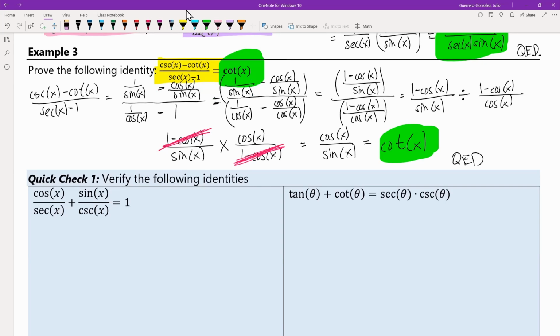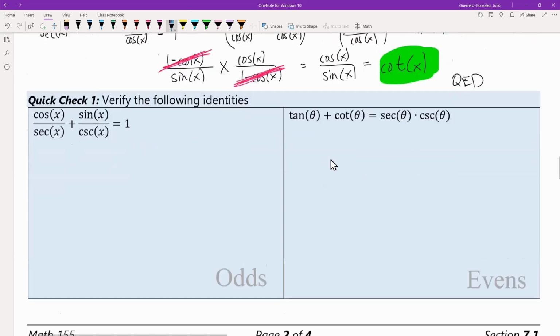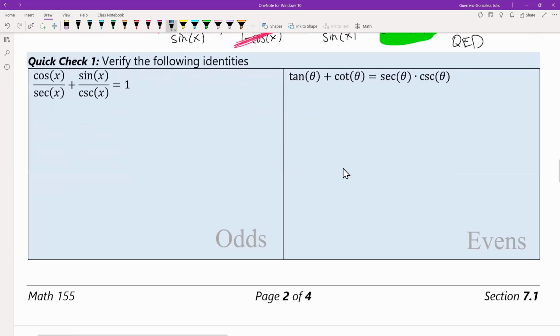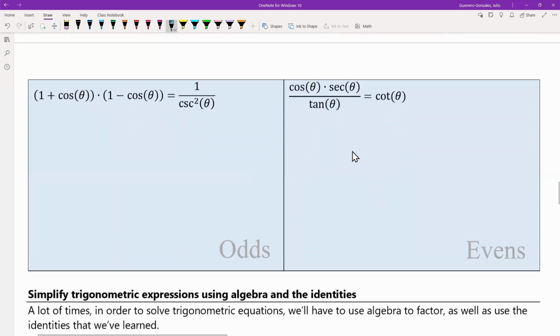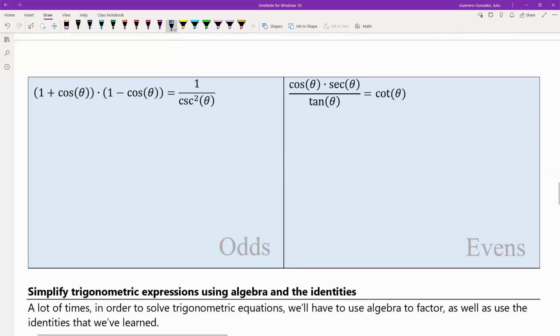Hopefully that makes sense. This takes a long time. I'm going to give you guys another couple things to worry about, but I want to do that in class. What I have coming up next is a couple of verify the following trigonometric identities. There's actually going to be 2 for each one for you guys to do. Everybody's going to be doing 2. Every group's going to be doing 2. This is going to be the first one, and this one's going to be the second one.